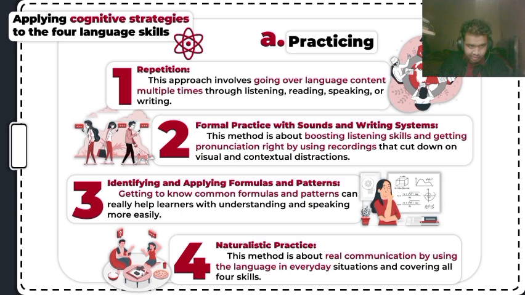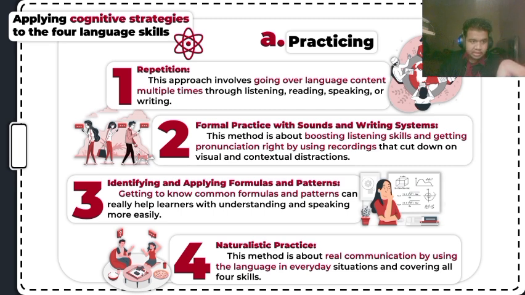Second, formal practice with sounds and writing systems. This method is about boosting listening skills and getting pronunciation right by using recordings that cut down on visual and contextual instructions. Learners will be doing things like spotting stress patterns, vowel sounds, and other phonetic features through careful listening and recording themselves. On the other hand, it includes picking up new writing systems by copying letters or words, comparing how they look in learners' native language and the new one.